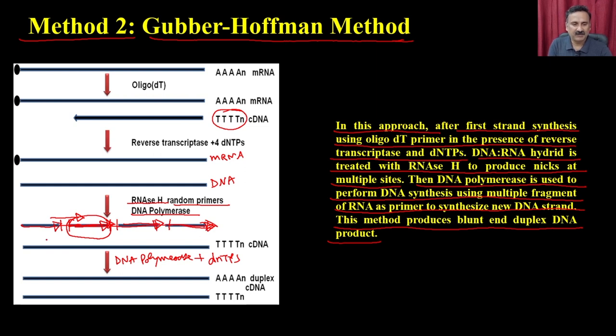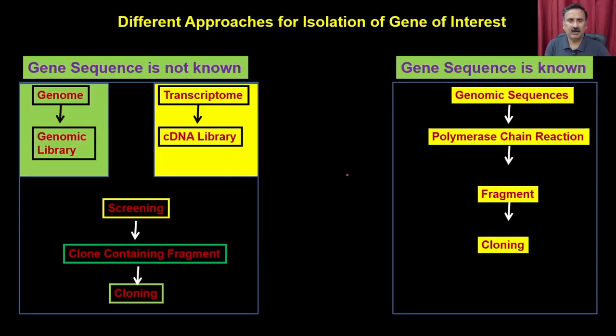So there will be no RNA present, okay? And the same is true for this one also, okay? And that's how you are going to get the duplex cDNA, and this duplex cDNA can then be ligated or inserted into the vector, either with the help of linkers or adapters. So this is all about how you are going to prepare the genomic library or the cDNA library.